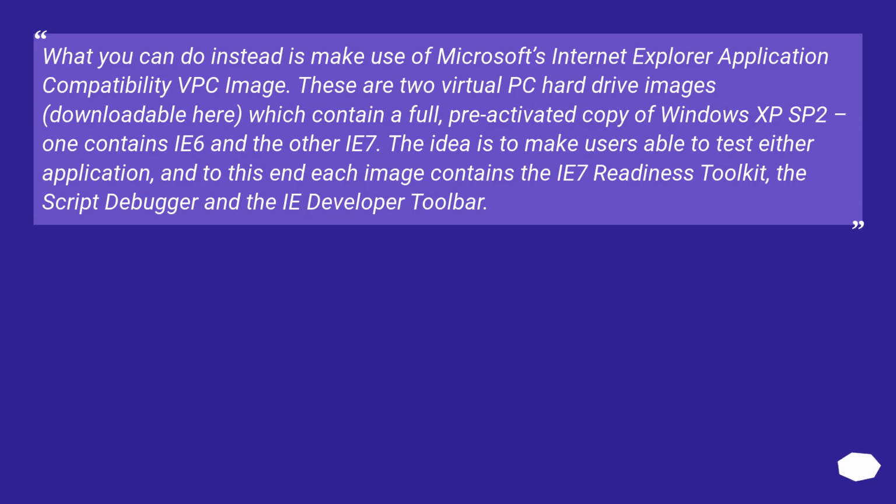These are two virtual PC hard drive images, downloadable here, which contain a full, pre-activated copy of Windows XP SP2, one contains IE6 and the other IE7. The idea is to make users able to test either application, and to this end each image contains the IE7 Readiness Toolkit, the Script Debugger and the IE Developer toolbar.